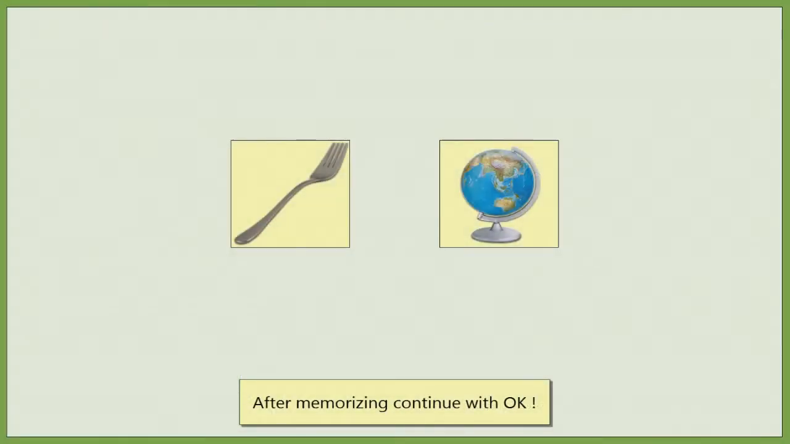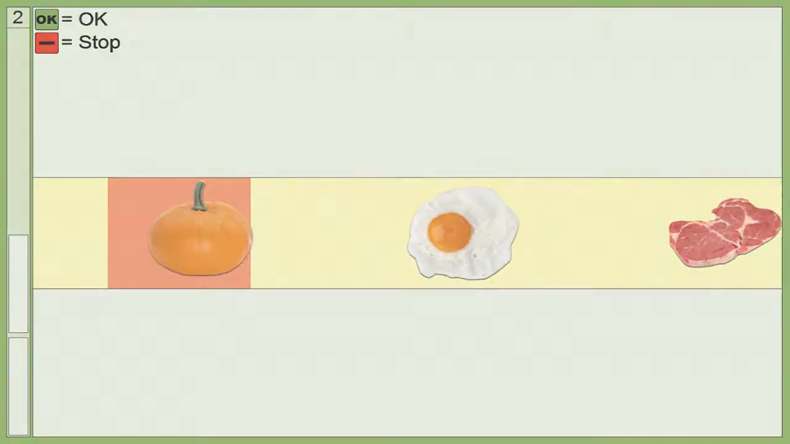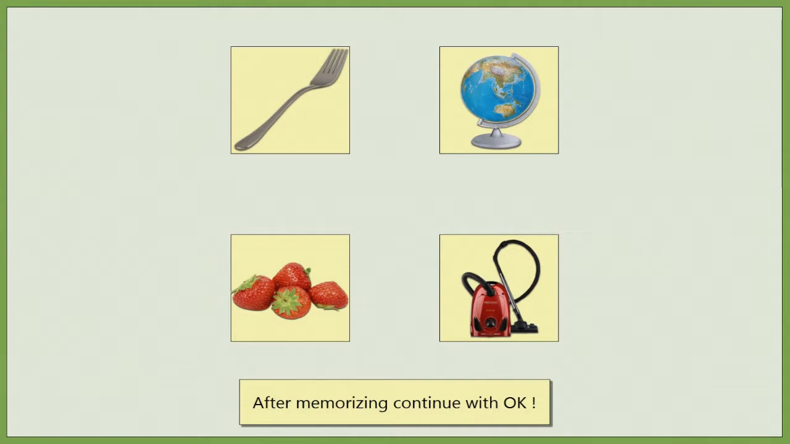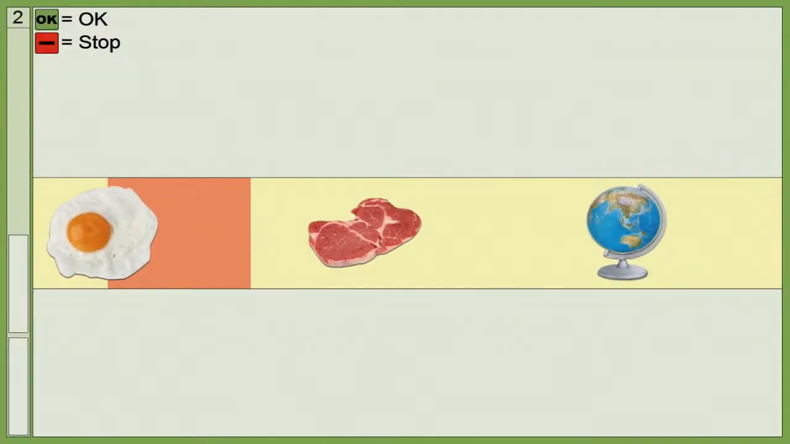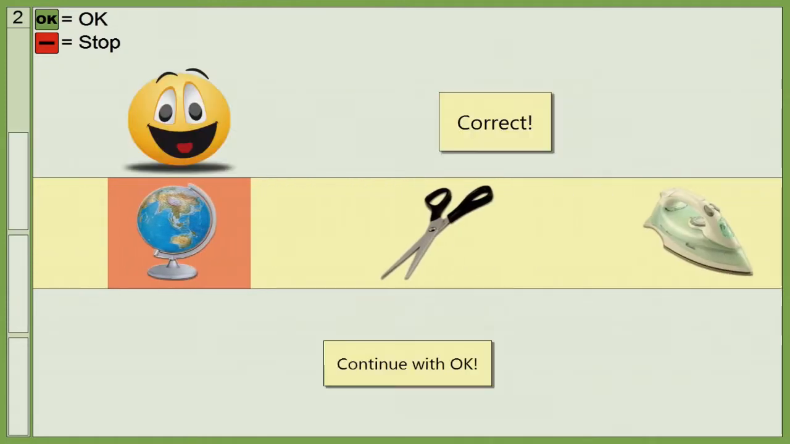The task in this module is to memorize and recognize objects. In the memorizing phase, several objects will be presented on screen. Then, those objects should be recognized and selected by the user as they run over a conveyor belt.